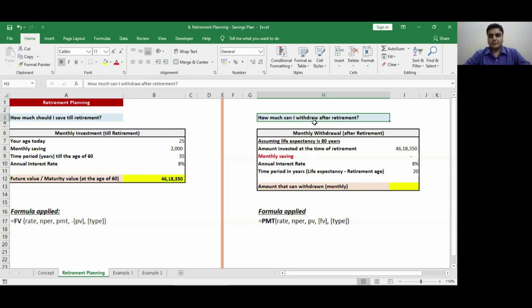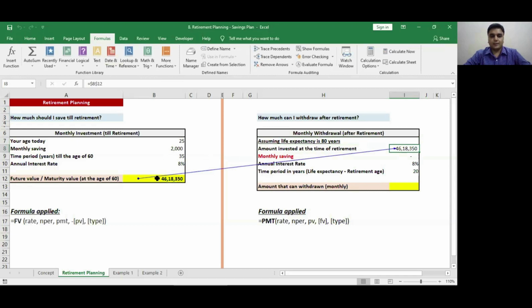Now the second question is, how much can I withdraw after retirement? So let's say my life expectancy is up to 80 years. Amount invested at the time of retirement is 46 lakh. This is the same amount which is calculated in the first table. My monthly saving would be nil since I have retired at the age of 60. So my monthly saving will become nil. Annual interest rate I've assumed as 8%. Time period in years, that is life expectancy minus retirement age, would be 20. That is 80 years minus the age of retirement.